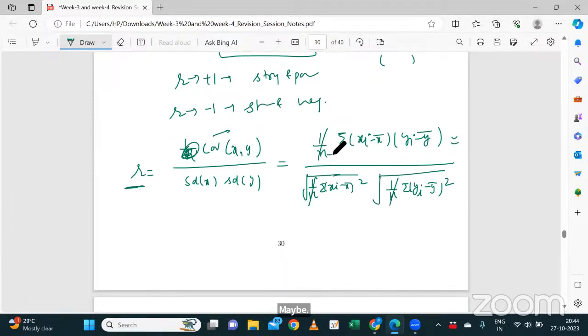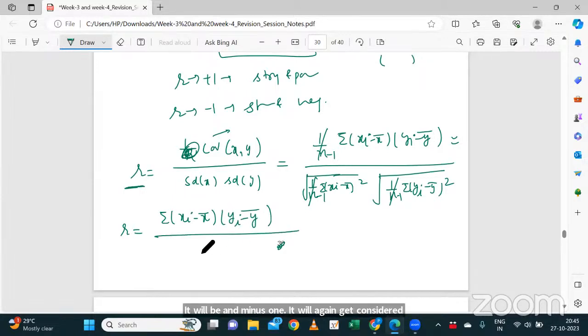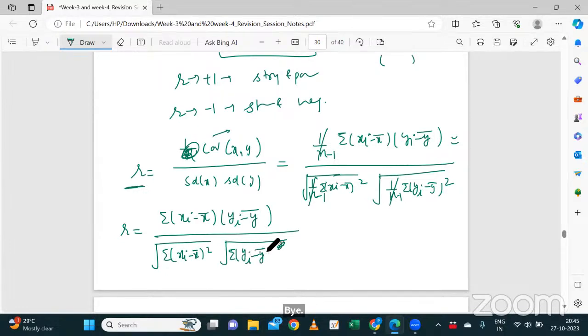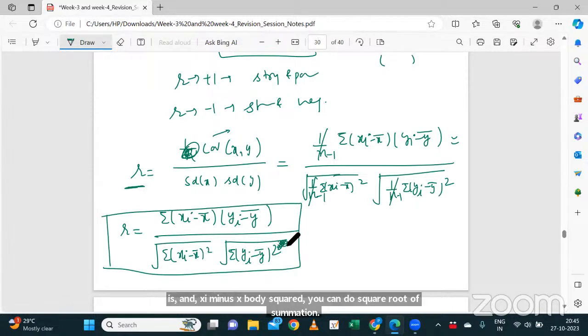If I use the sample, then it will be n minus 1. It will again get cancelled out. So basically, the main formula of r is nothing but the summation of (xi minus x bar) into (yi minus y bar), divided by the square root of the summation of (xi minus x bar) squared, into the square root of the summation of (yi minus y bar) squared. Just use this formula while calculating the correlation coefficient.